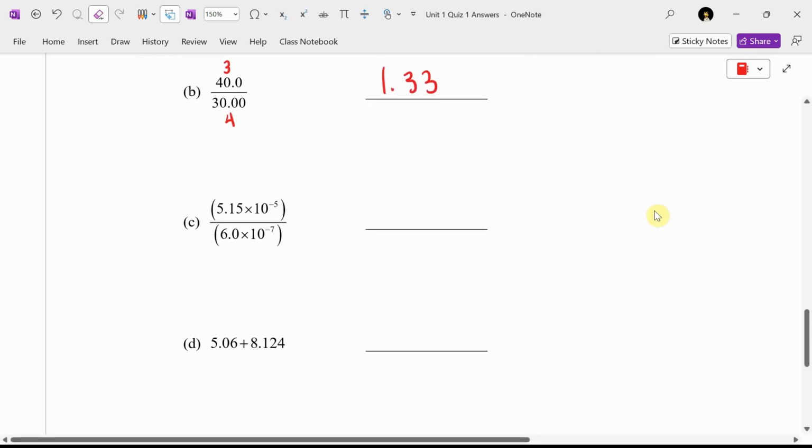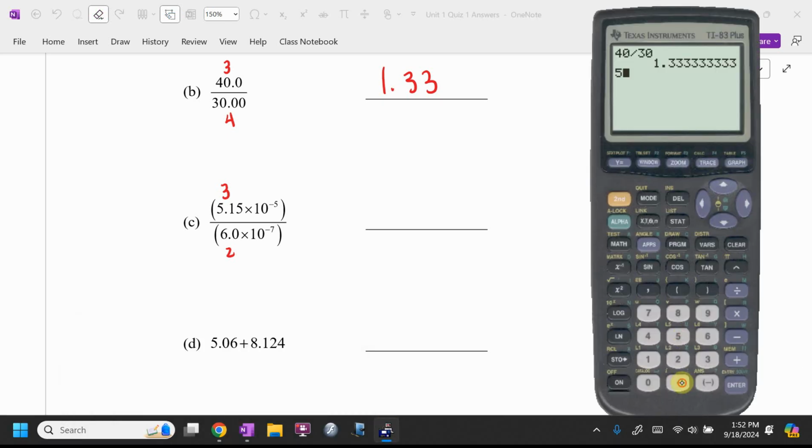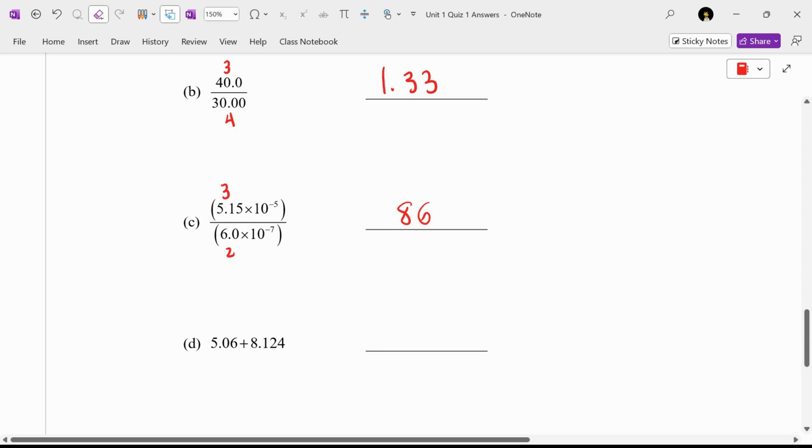C. Still multiplying and dividing, so still the number of sig figs rule. 3 sig figs, 2, not 1 sig fig. I'm going to go to 2 sig figs. I'm going to go 5.15, scientific notation, negative 5 divided by 6. Will the 0.0 make a difference on my calculator? I'm not going to type it then. Scientific notation, negative 7. And how many sig figs did I say I was going to go to here? 2. Is this 5 going to stay a 5 or become a 6? 86, or 8.6 times 10 to the 1.